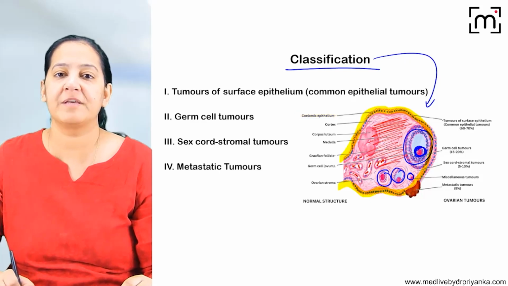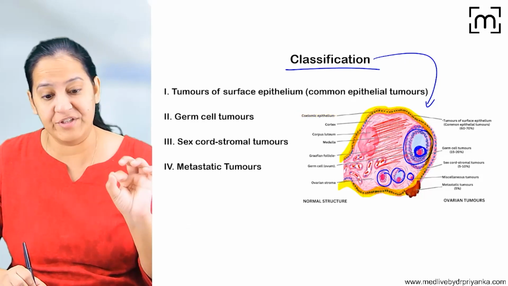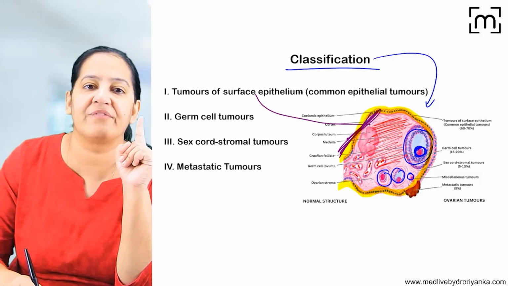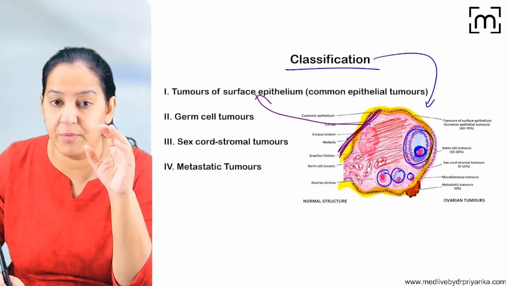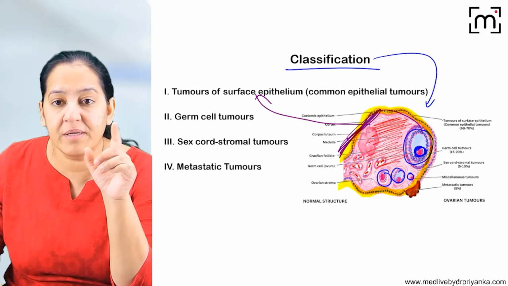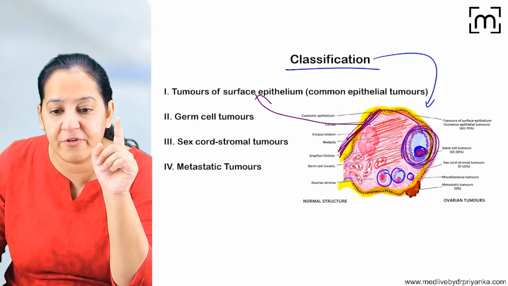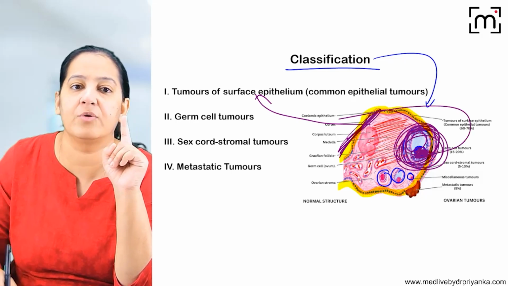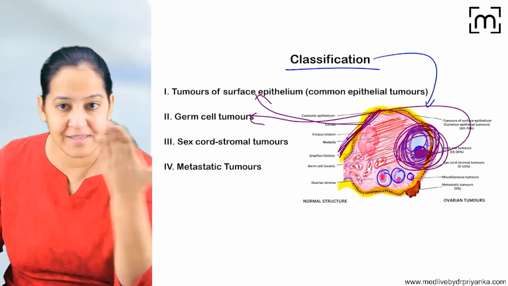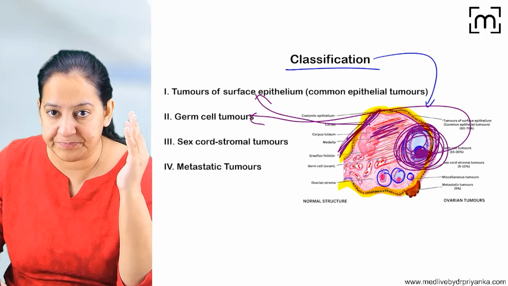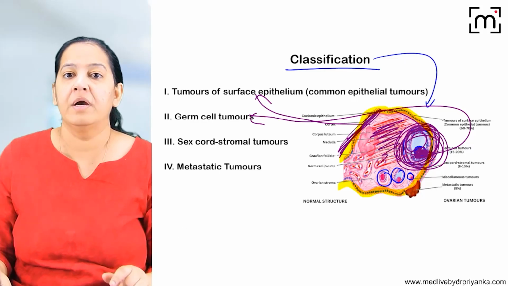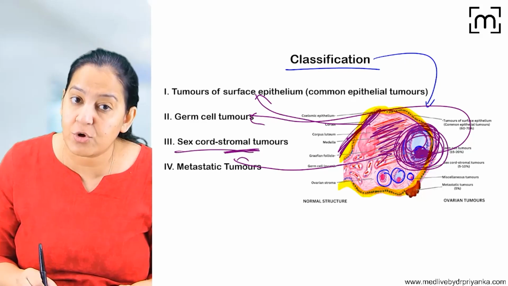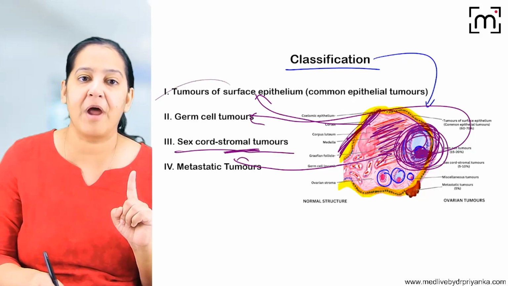So how many types of tumors are present in the ovary? It depends on the origin. If the tumor is arising from the coelomic epithelium, they are known as surface epithelial tumors. They are arising from the epithelium. If the tumor is arising from the germ cell present inside the Graafian follicle, these are known as germ cell tumors. If the tumor is arising from the background, the stroma, these are known as sex cord stromal tumors. And these are the primary tumors in the ovary.